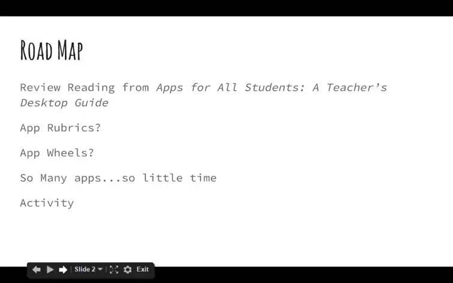So the roadmap is that we're first going to review the reading from Apps for All Students, a Teacher's Desktop Guide, which was included in your Blackboard 9. We're going to look at some app rubrics. We're going to talk about some app wheels. We're going to talk a little bit about how to deal with so many apps in so little time, and I'm going to explain the activity that will follow up the lecture.